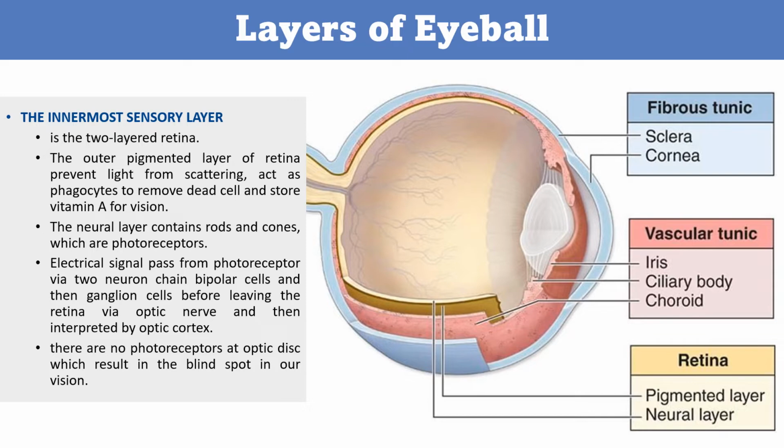The innermost sensory layer is the two-layered retina. The outer pigmented layer of the retina prevents light from scattering, acts as phagocytes to remove dead cells, and stores vitamin A for vision. The neural layer contains rods and cones, which are photoreceptors. Electrical signals pass from photoreceptors via a two-neuron chain, bipolar cells and then ganglion cells, before leaving the retina via the optic nerve and then being interpreted by the visual cortex. There are no photoreceptors at the optic disc, which results in the blind spot in our vision.